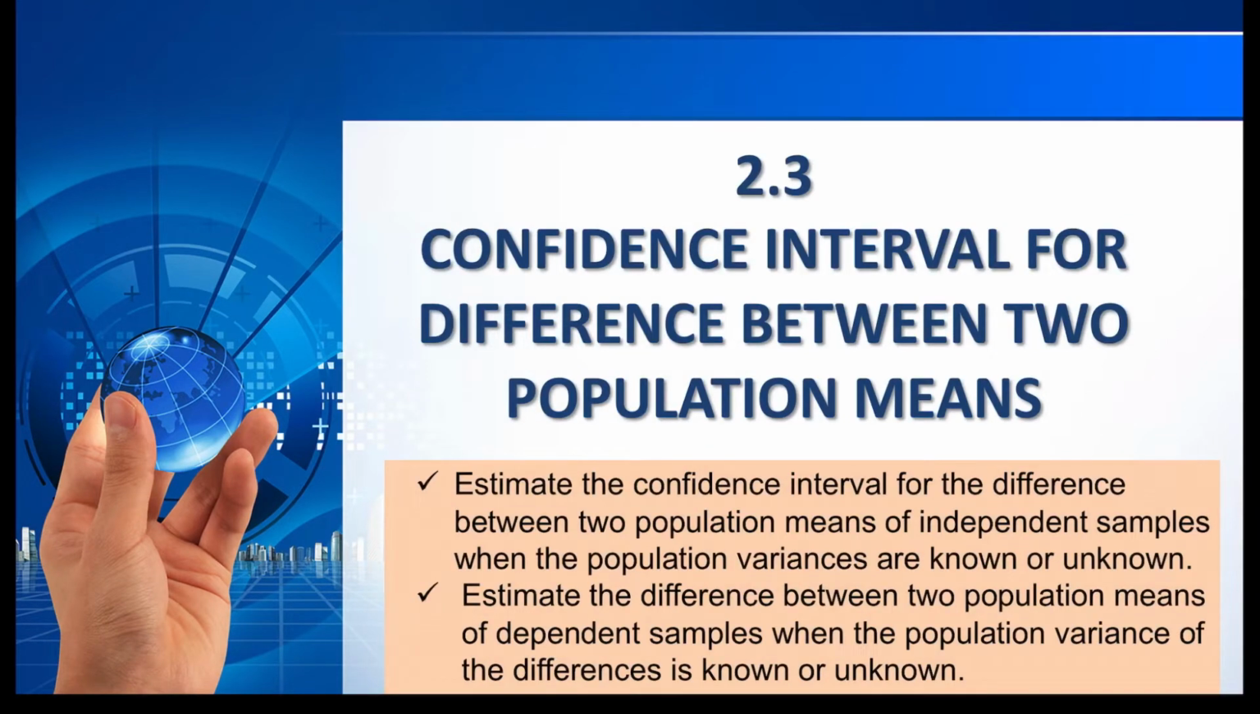Hi guys, so let's continue. Before this, we had 2.2, confidence interval for one population mean. Now we have 2.3, confidence interval for the difference between two population means, mu1 and mu2. In this 2.3, we will estimate the confidence interval for the difference between two mu of independent samples, and the other one between two mu of dependent samples.